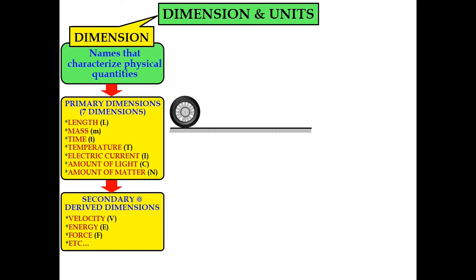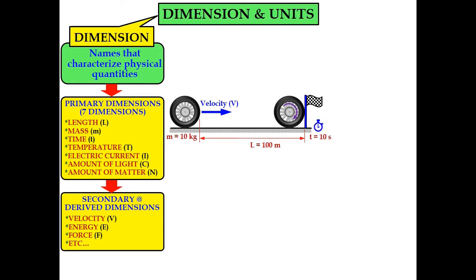For example, we have a tire. Let's say the mass of the tire is 10 kilograms. The tire rotates at velocity V. This tire will stop at a certain distance. Let's say the length or distance is L equal to 100 meters, and we measure the time from the initial state to the final state condition of the tire. Let's say the time is 10 seconds.